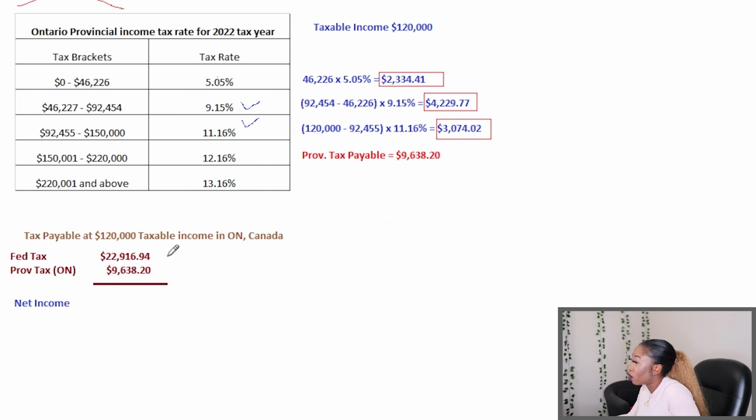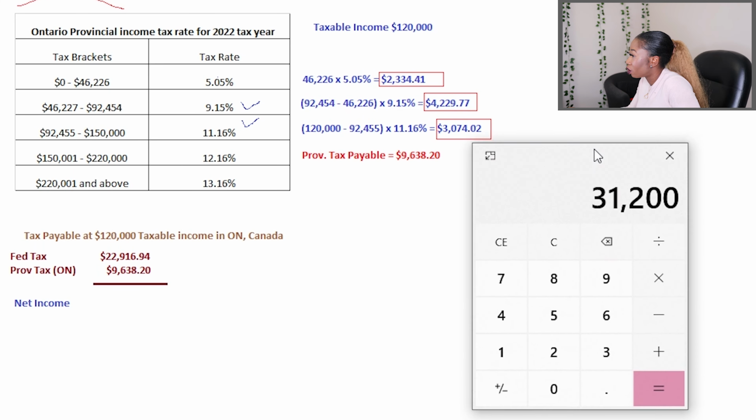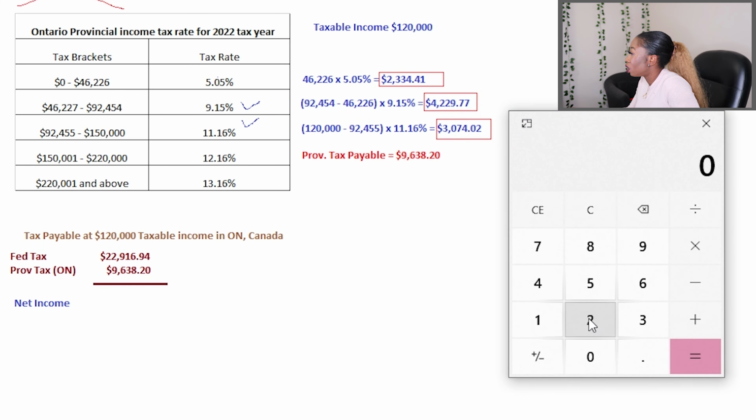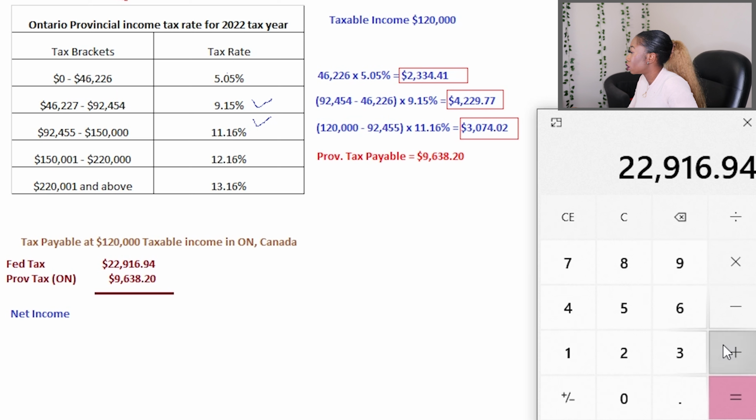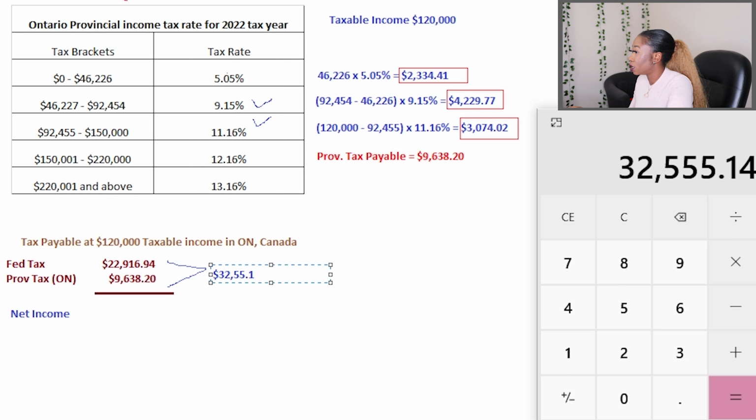By the time we calculate the federal tax payable and the provincial tax payable, that would give us the total taxes and the net income once we deduct that from the taxable income. So I'll just pull up my calculator here and say 22,196.94 plus 9,638.20. This would be 32,000. So the sum of these two would be 32,055.14, and this is the tax payable.